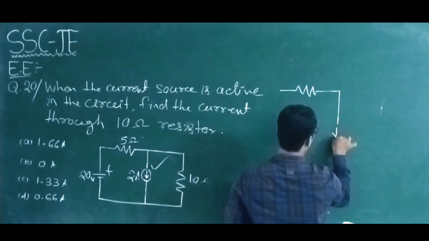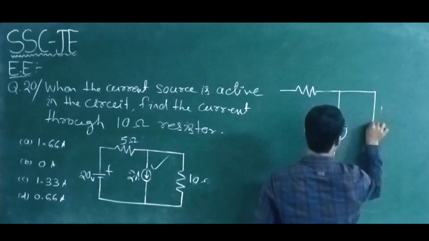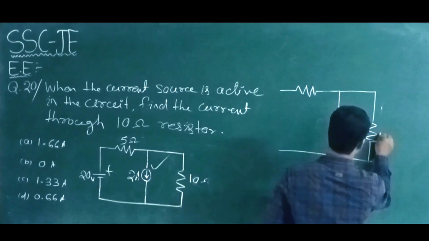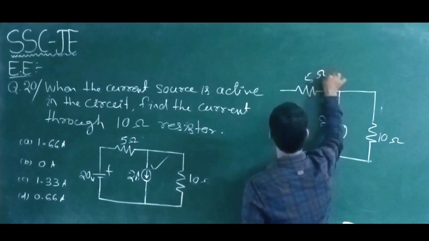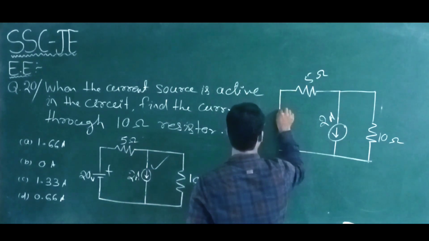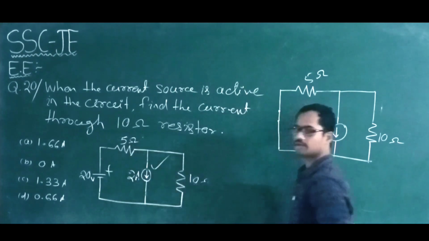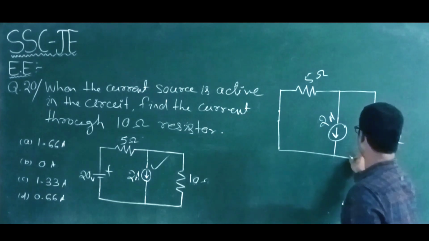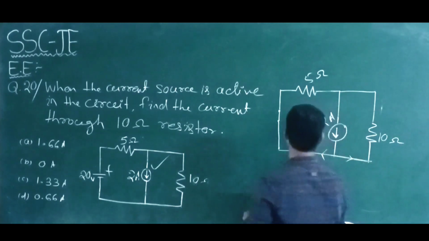Here is the resistance. Okay, this is the 10 ohm, this is the 2 ampere source, and this is the 5 ohm. As it is the inactive case for the voltage source, it will be short circuited here. So in this circuit, the current will divide into 2 different paths. So here you have to apply the current division rule.